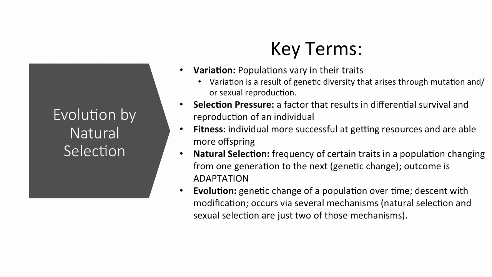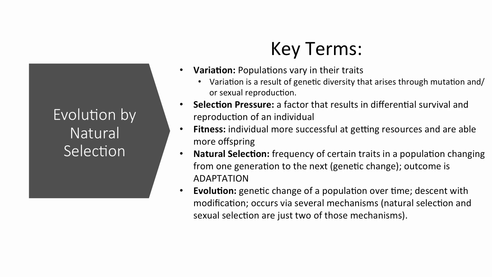You have fitness. This means some individuals are more successful at getting resources and are able to have more offspring. Then you have natural selection, and this is the frequency of certain traits in a population changing from one generation to the next. The outcome is adaptation. And then you have our final term, evolution. This is genetic change in a population over time, descent with modification.